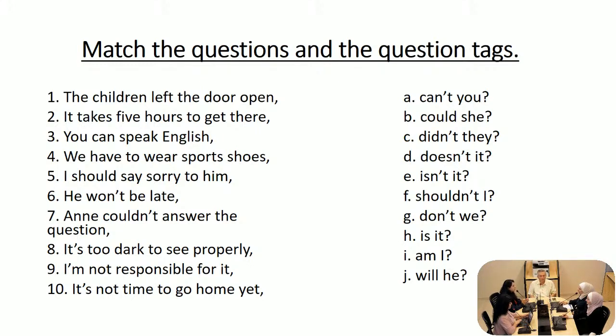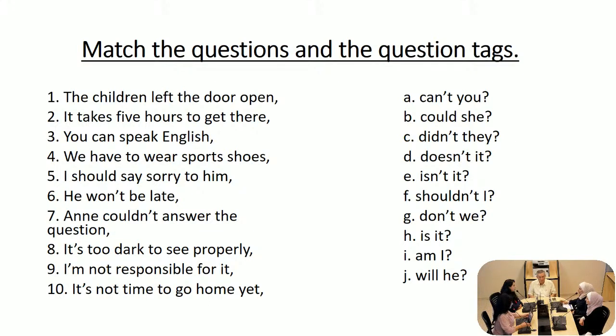And we can't use the noun, the children, because we have to use only pronouns in the tag part. So we say, the children left the door open, didn't they? The second one, it takes 5 hours. Also here we have a positive sentence and the verb in the present, and we don't have an auxiliary verb, so we use doesn't. Doesn't it?